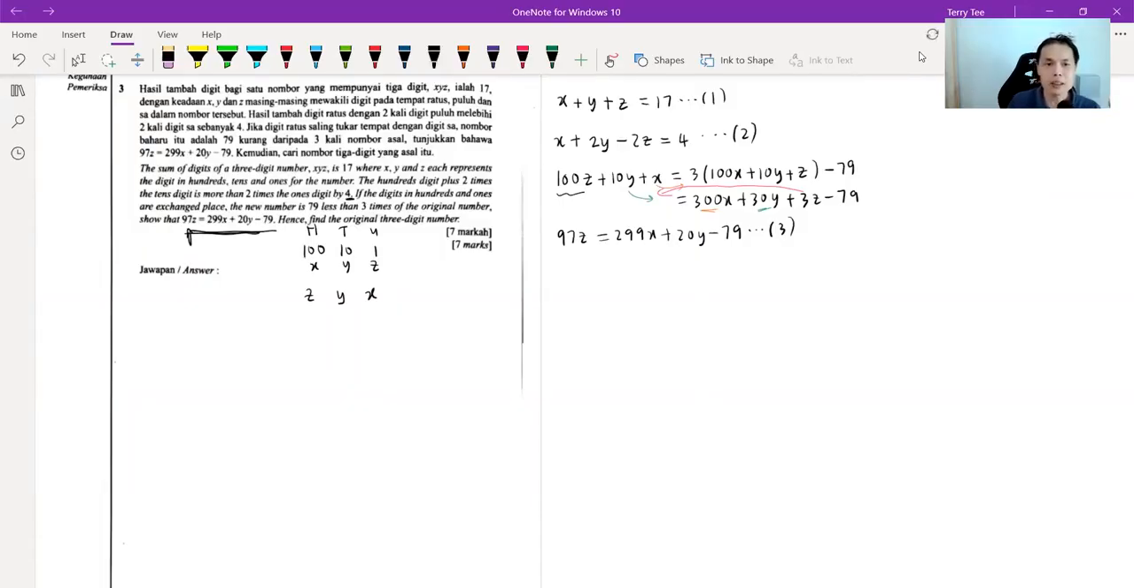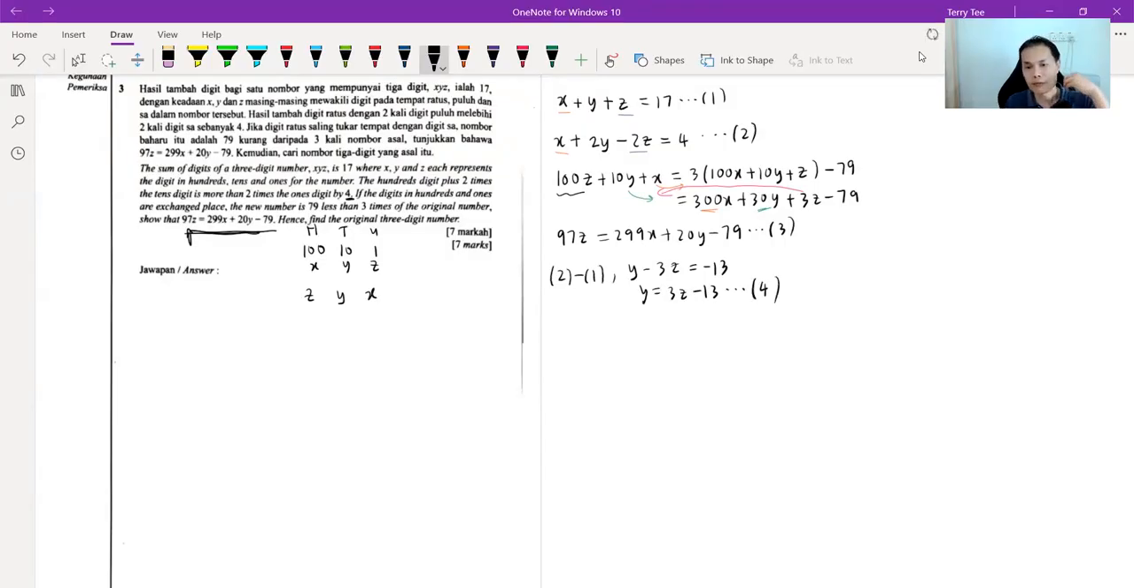Okay, to get rid of x and y, if you look at equation 1 and 2, they have the same coefficient of x. So let's take equation 2 minus equation 1. When I minus, x minus x disappears, 2y minus 1y, I get 1y, minus z minus 1z, you get minus 3z. And 4 minus 17, I get negative 13. Let's make y the subject: 3z minus 13. I'll call this equation 4.